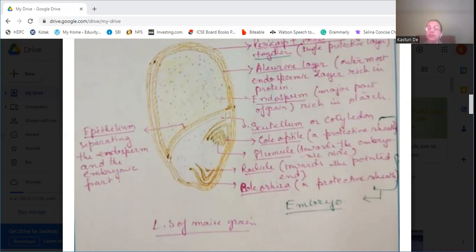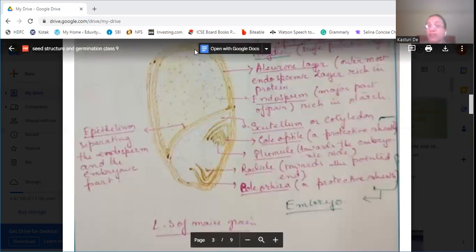Then below the plumule lies the radicle. Towards the pointed end, we will find the radicle, which will later grow into the root system. And that radicle is protected by coleorhiza, which is also a protective sheath. So this coleoptile, plumule, radicle, and coleorhiza, all the four constitute what? The embryo. This picture is of the longitudinal section of the maize grain. So clear about the picture?